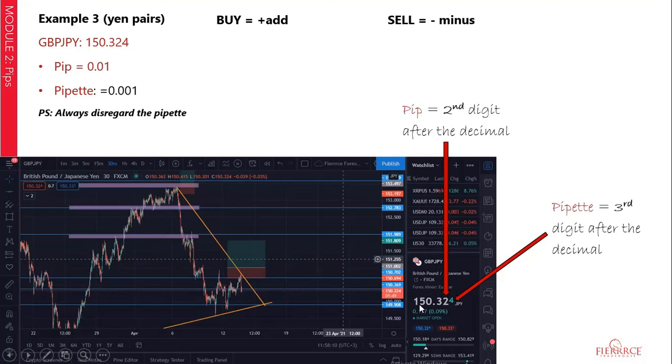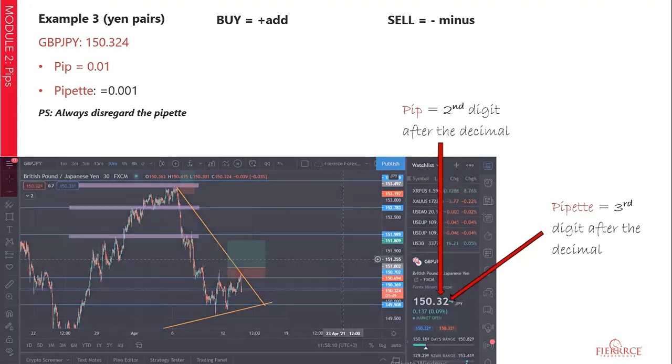So let's say the price is at 150.324 and it goes up by 1 pip. So we are buying, we're going to add, and the final price will be 150.334. If it goes down by 1 pip and we are selling, we are minusing the pip, so the final price will be 150.314. So we don't use the pipette in our calculations. That's basically the moral of this entire story. We ignore it, and we only bring it back at the end once we've finished our calculation.